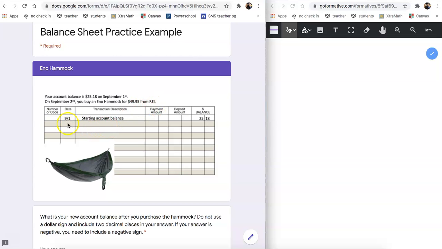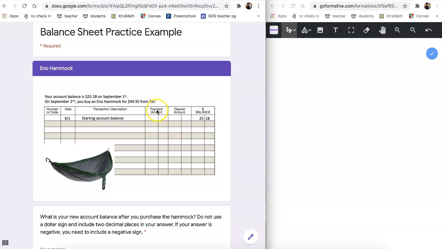So take a look. On the balance sheet, this is the balance sheet. It says on September 1st, your starting account balance was $25.18. Now notice, there's no decimal value here. This line down the middle separates the dollars from the cents, so you don't have to put a decimal there.